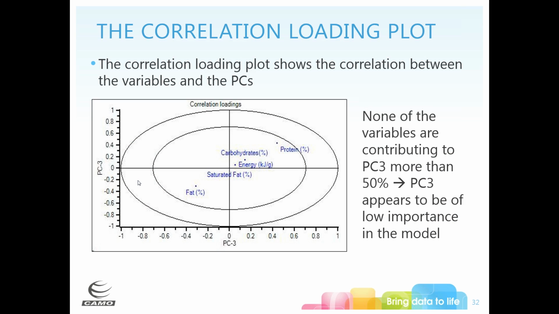Your correlations loading plot shows the correlation between the variables and the PC. In this case, none of the variables are contributing to PC3 more than 50%, so PC3 is of low importance to the model. So you would probably stop at PC2 in this particular case.